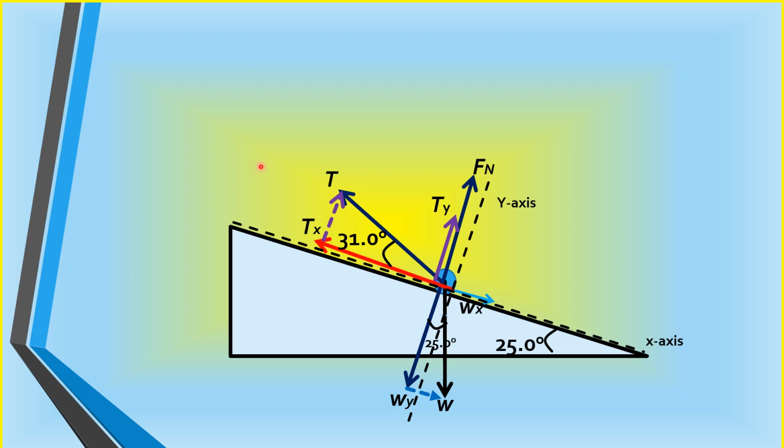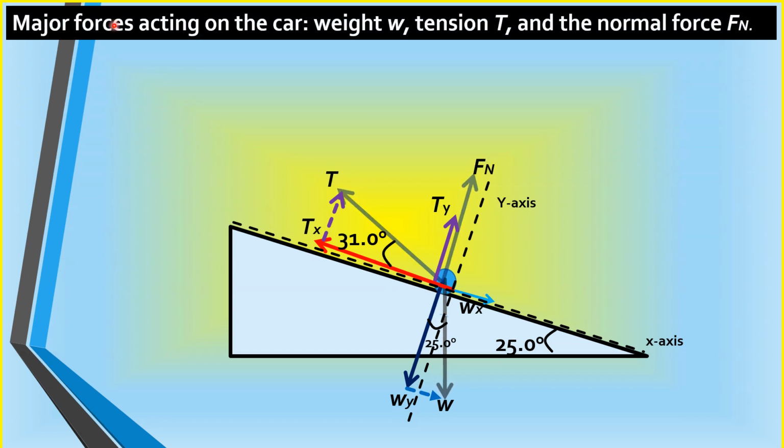All right, so that was the solution to this problem and the explanations. Now we're going to recap. We say that there are three major forces acting on the car. These are the weight W, the tension capital T, and the normal force Fn.